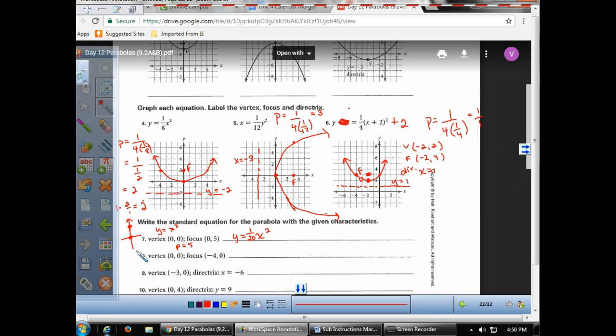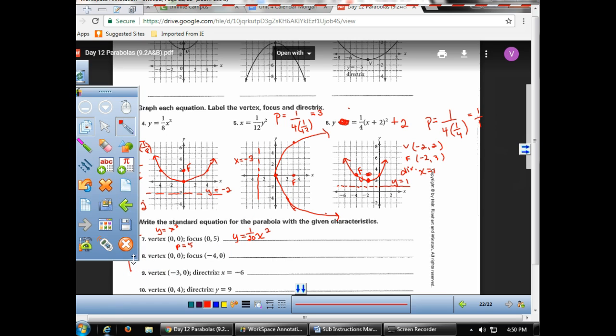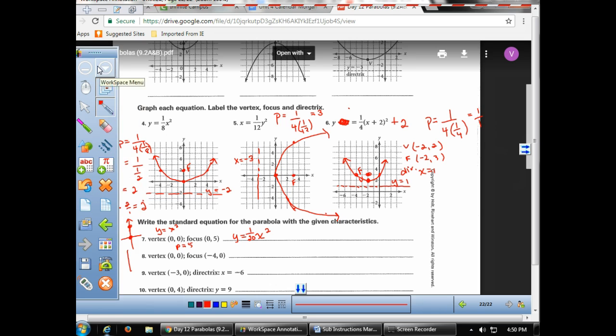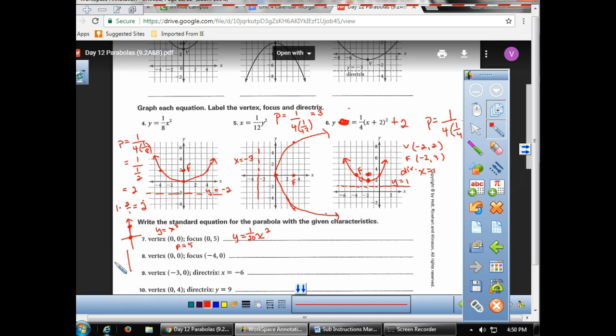Okay, the next one, the vertex is at 0, 0. I'll move this guy over here. 0, 0, and then the focus is at negative 4, 0. So over here. What this is saying is that this one must open to the left, because the focus is always inside the parabola. So just sketch it and see what you have. It's also saying p is 4.